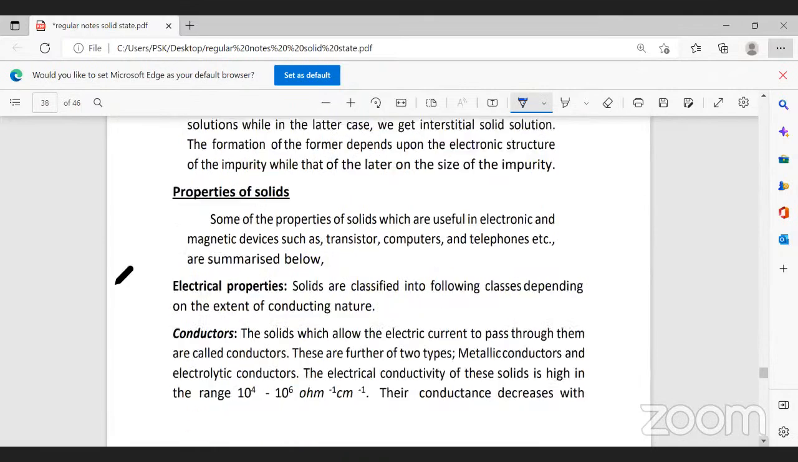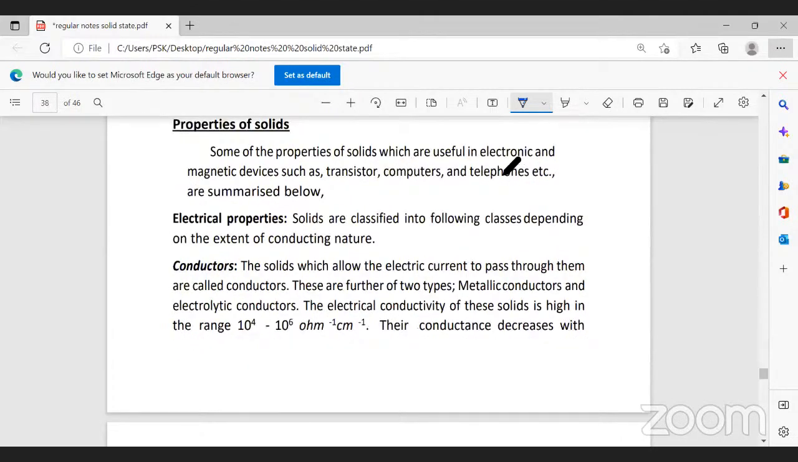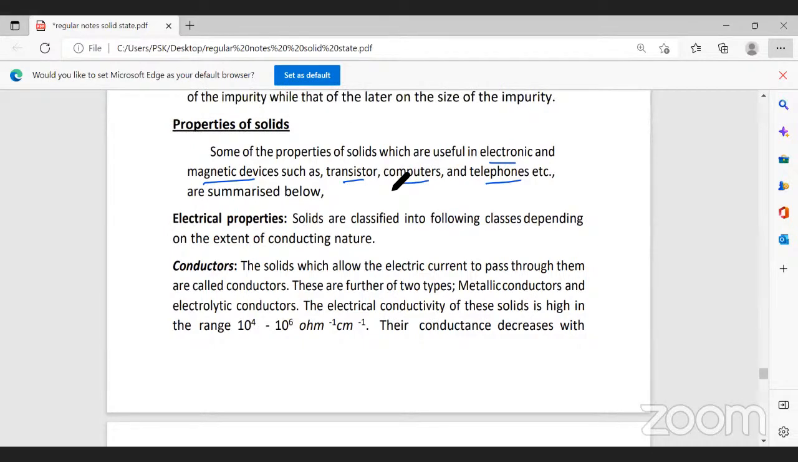Now, properties of solids. Some of the properties of solids which are useful in electronic and magnetic devices such as transistors, computers, and telephones are summarized below. When we say properties, we are talking majorly about the electrical properties as well as the magnetic properties of solids. We will not be talking in detail about how solids are used in transistors or computers. We'll be talking about electrical properties and magnetic properties. The first property we're going to learn is electrical property.